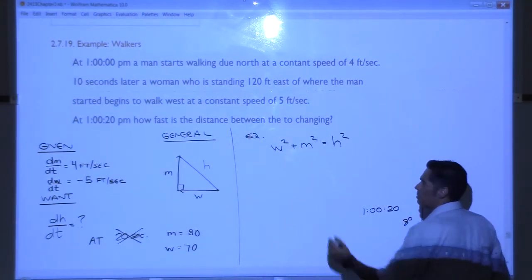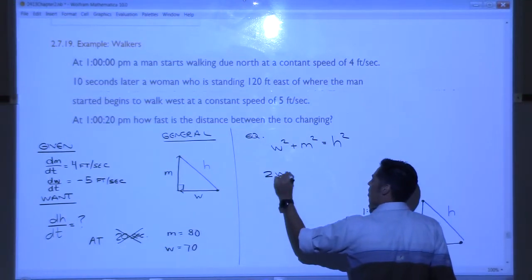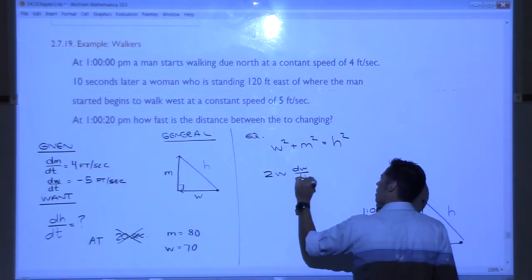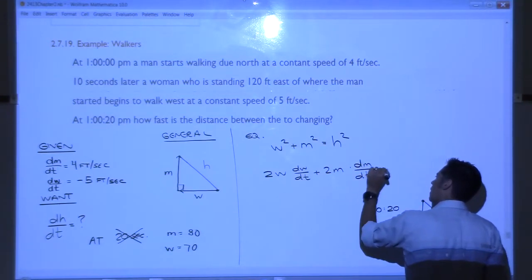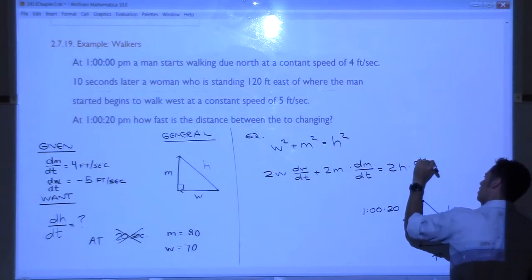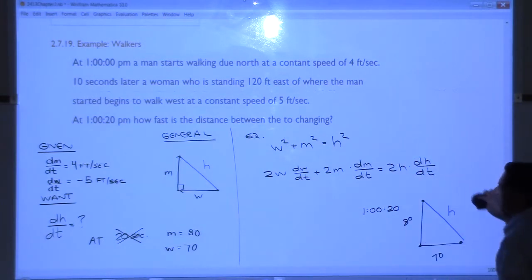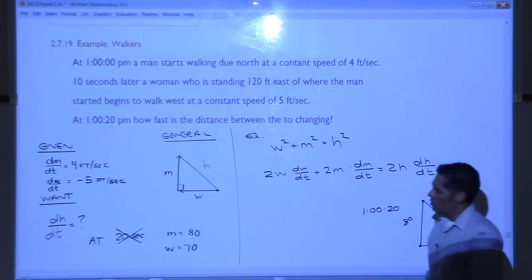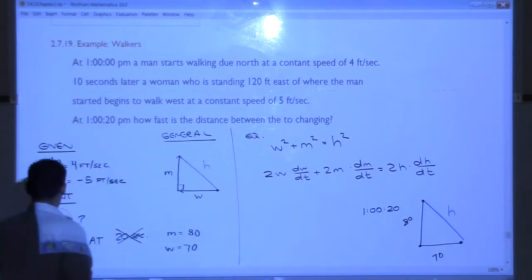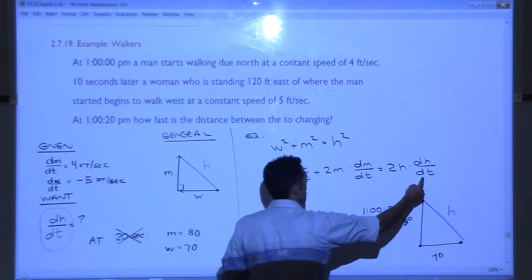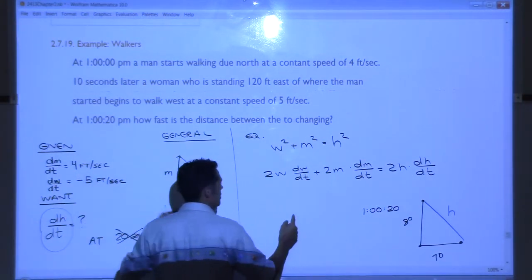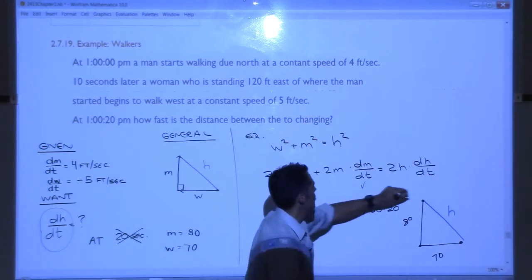And now we differentiate with respect to time. 2W dW dt plus 2M dM dt equals 2H dH dt. I think that's as far as I'm going to go. I'll talk you through the rest of it, but we're trying to solve for dH dt, right? Does it appear? Yep, it's here. Okay, happy to see that. We know dM dt and dW dt, so we've got that. We're happy to see that.